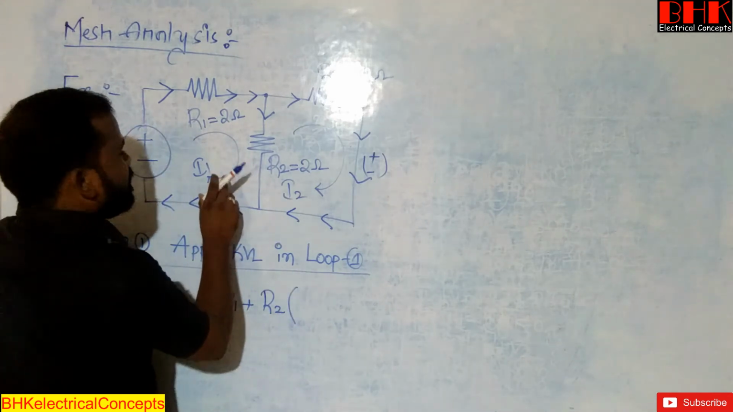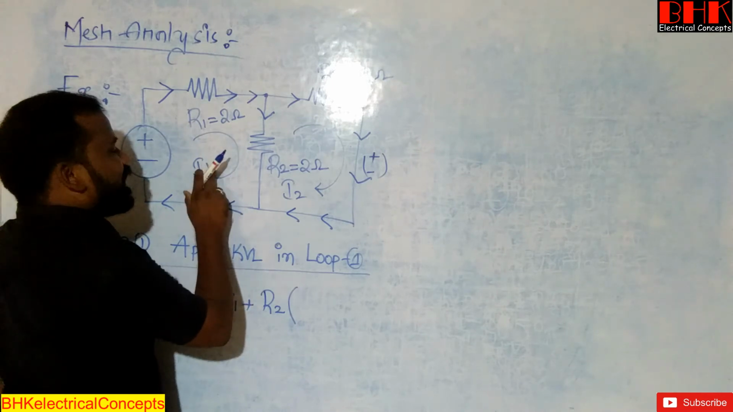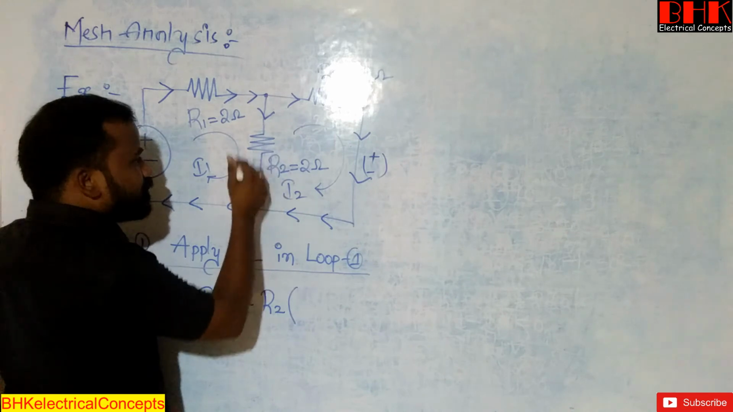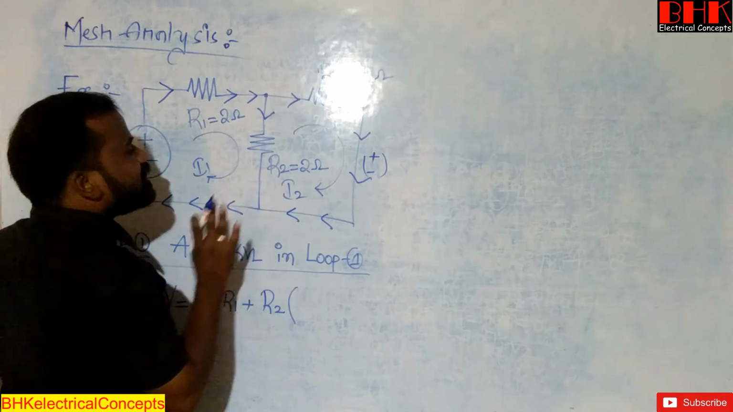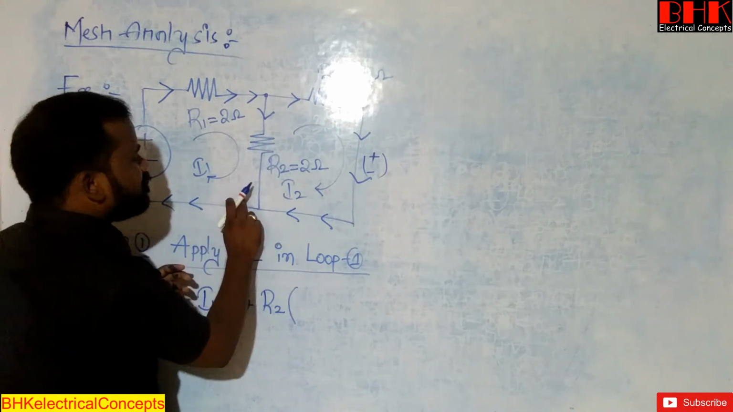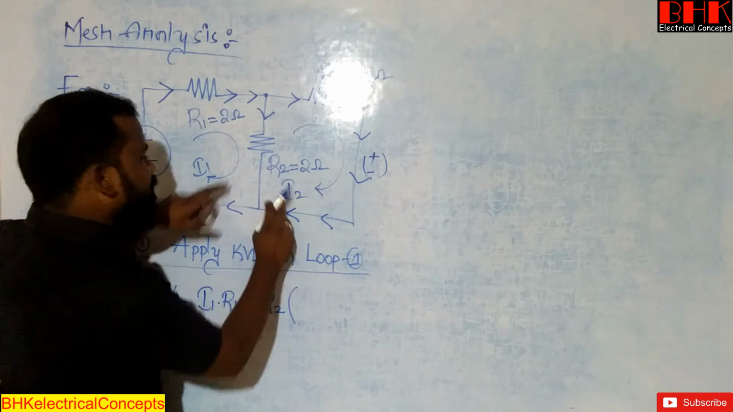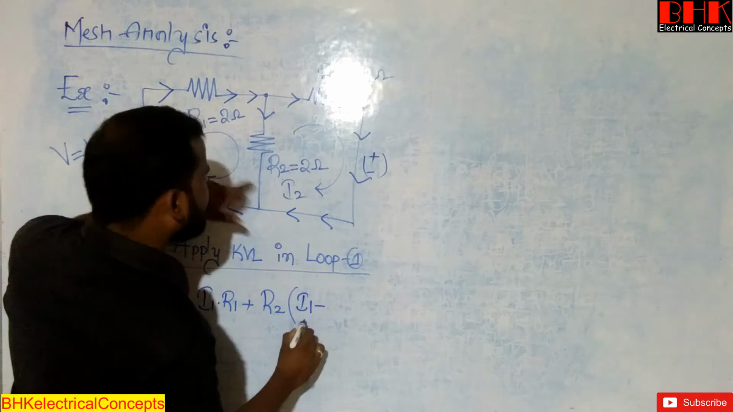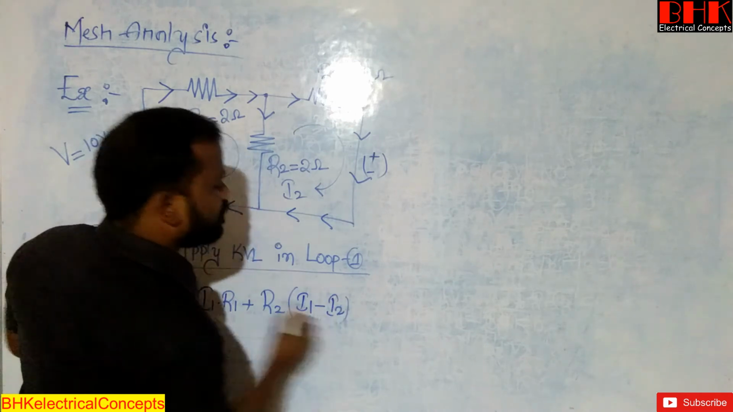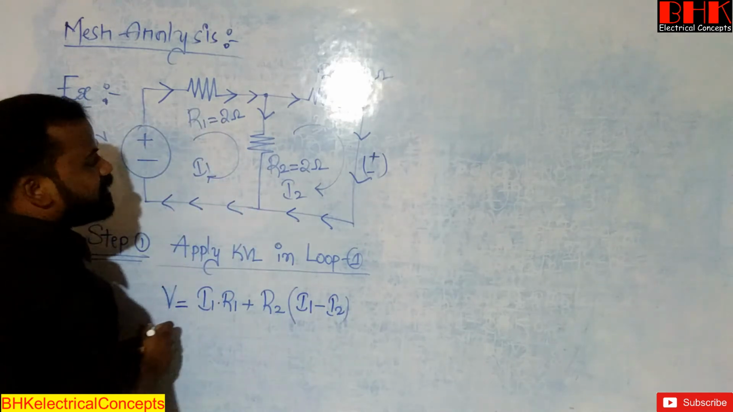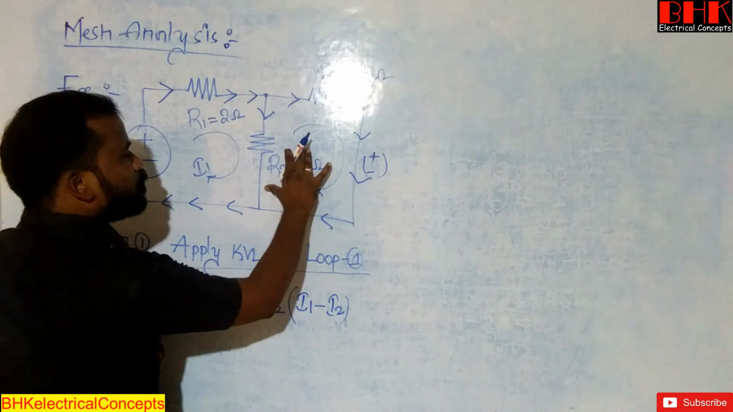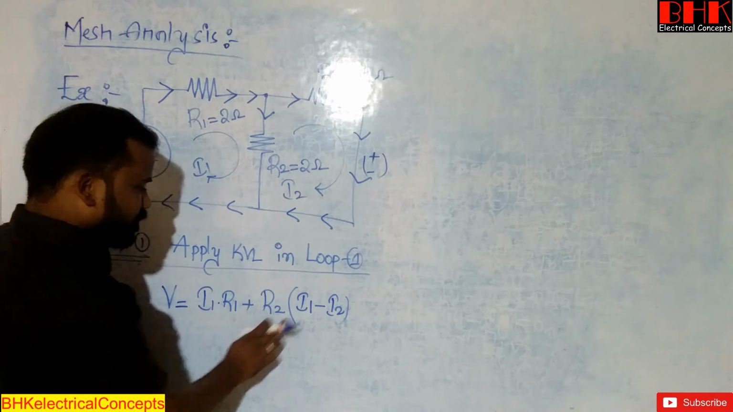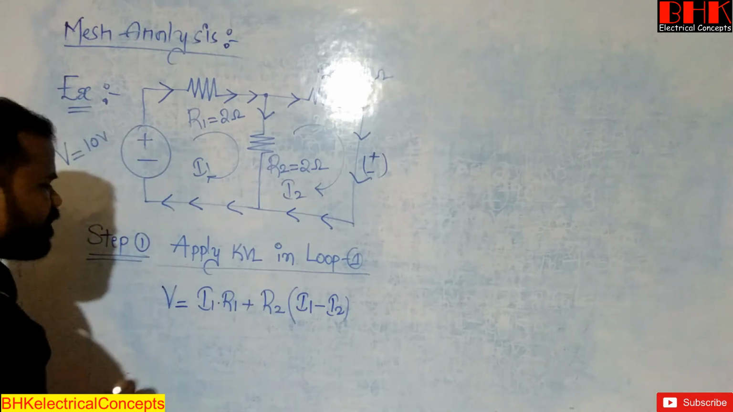Now see here, we are talking about loop 1, which means I1, and this is the current I2. Whenever we talk about the mutual resistance, just observe the direction of currents. One is downwards and one is upwards. It means we are talking about I1, that's why just I1 minus I2. Clear? If we talk about loop 2, then the difference of current is always I2 minus I1. Clear? So this is the equation from loop 1.